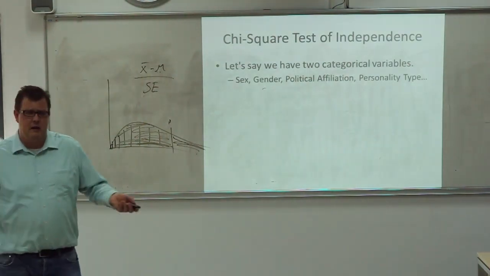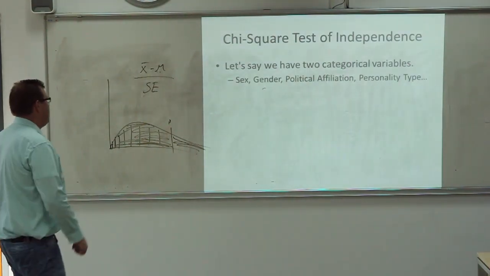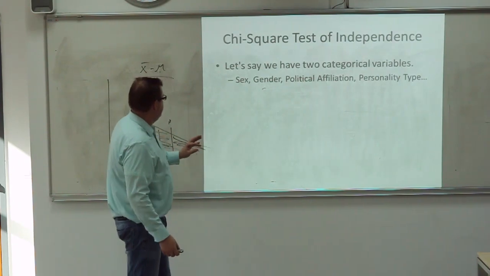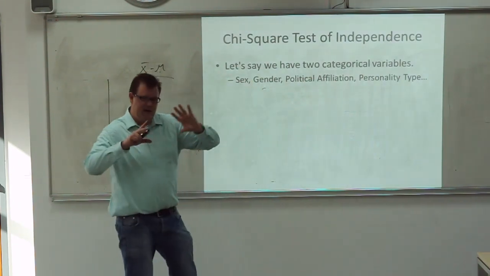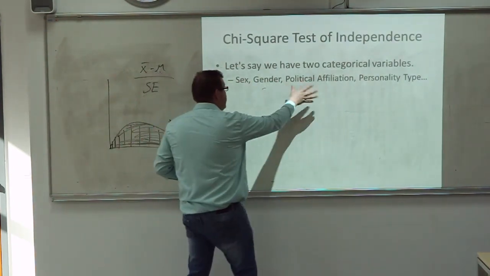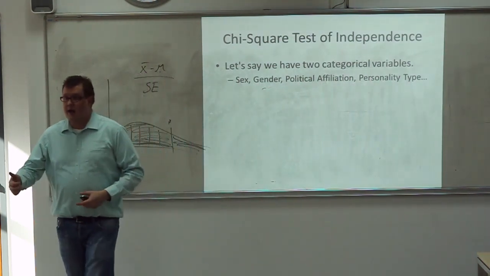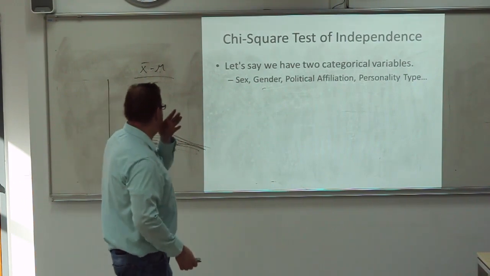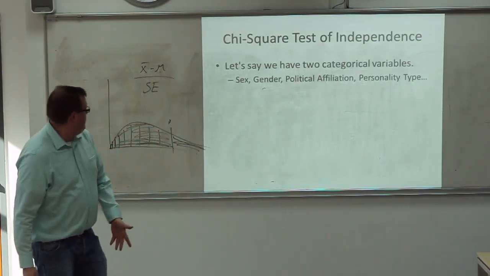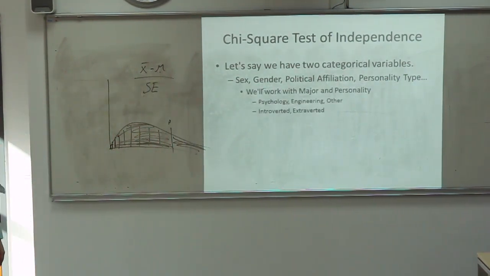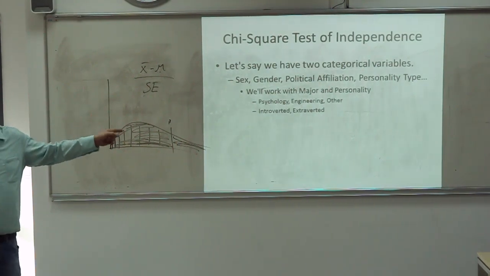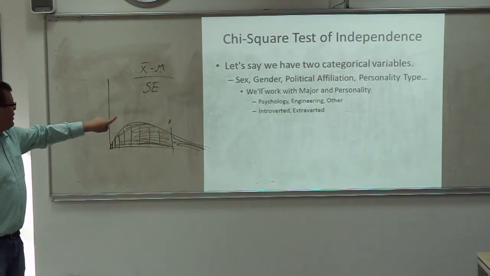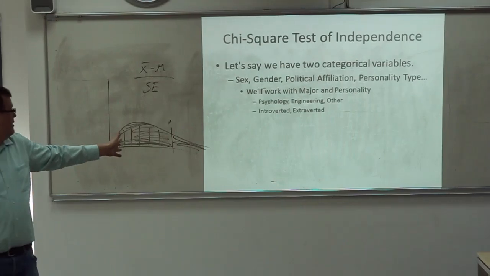All right. Let's say we have 2 categorical variables. We can have any number of different ones. Sex is categorical, male, female. Gender, I'm not sure why I included that. There are differences between sex and gender. Political affiliation, and so on. Personality type, whatever. Let's work with major and personality. We'll talk about psychology, engineering, and other. And we'll talk about just introvert and extrovert.